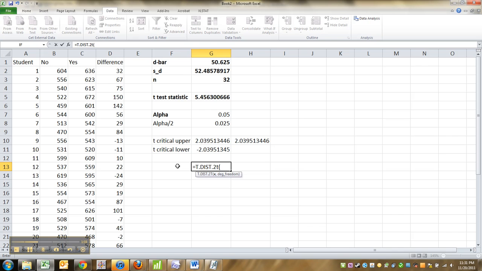T.dist.2t, because this is a two-tailed test. If it wasn't, I would pick, just so you saw them, that's a left-tailed one, just the t.dist, and that's a right-tailed one, rt. But this is .2t. And then it wants x, which was 5.456, comma degrees of freedom, which is 32 take away 1. And remember that before we learned that if this had been negative 5.456, you would have had to do absolute value of that number. You can do it now too, it won't hurt it.